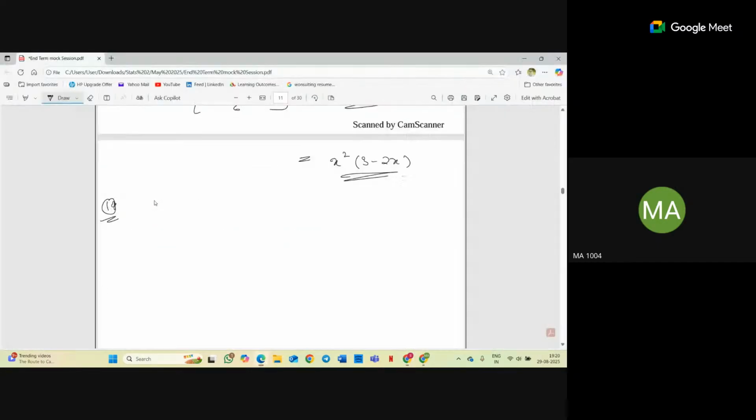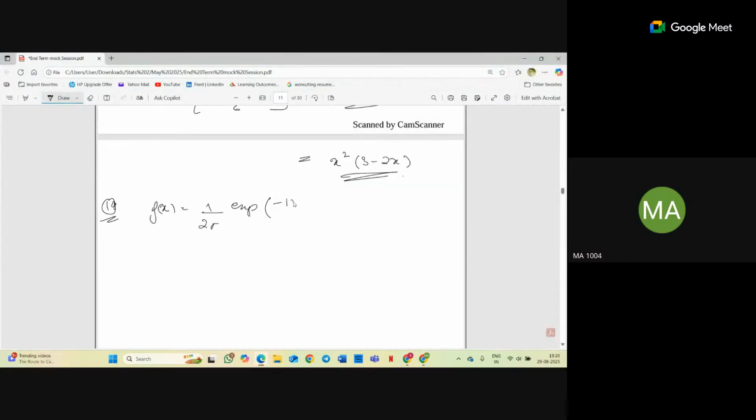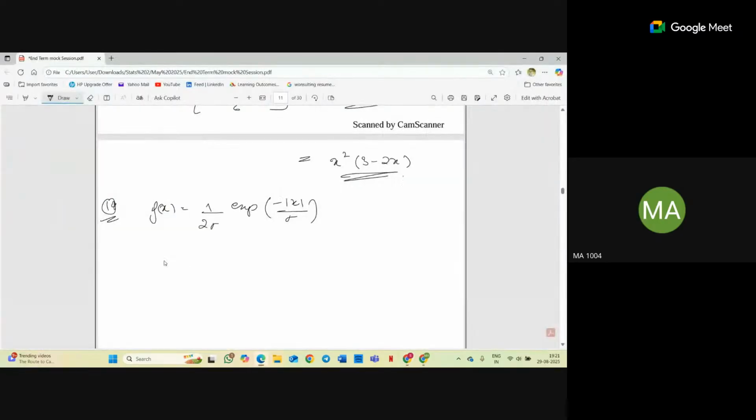Okay, so what is f(x) given? f(x) is given to be 1 by 2 sigma exponential of minus mod of x divided by sigma. So we need to find out the maximum likelihood estimate. So first of all, you will be finding out the likelihood estimate.